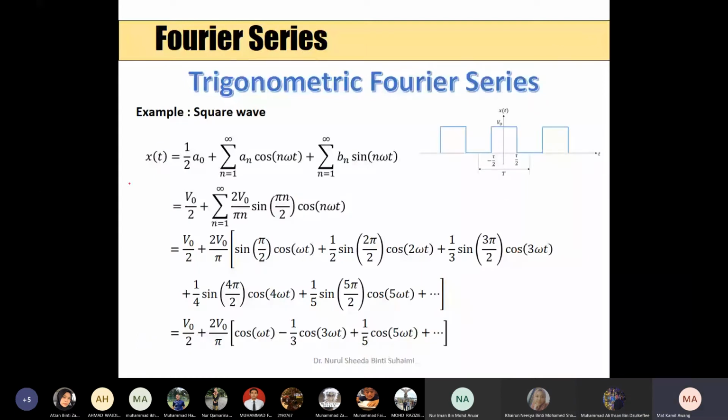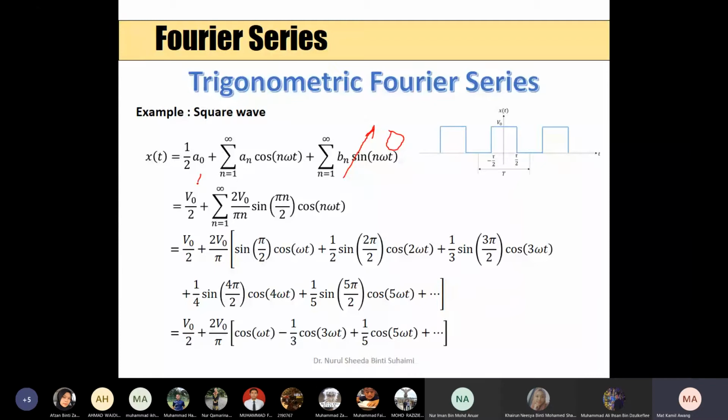Therefore, for x of t, you have 1 over 2 a naught plus the summation of n equals 1 to infinity of a n cosine n omega t, plus the summation of n equals 1 to infinity of b n sine n omega t. And since this is an even function, this goes to 0. So you have this.